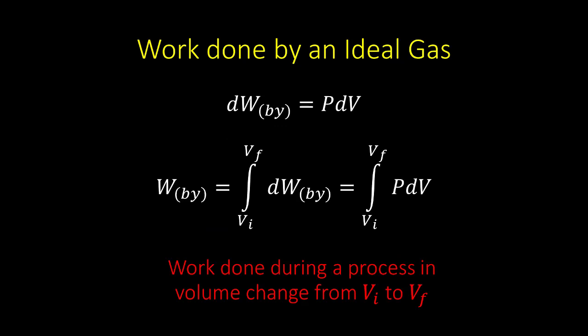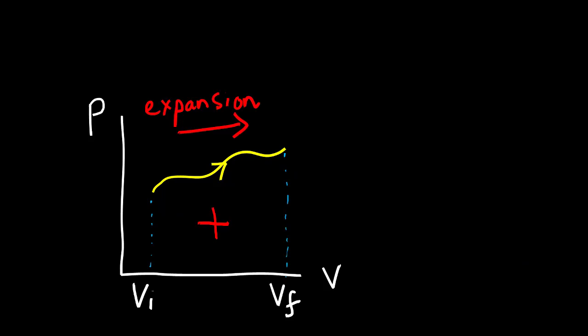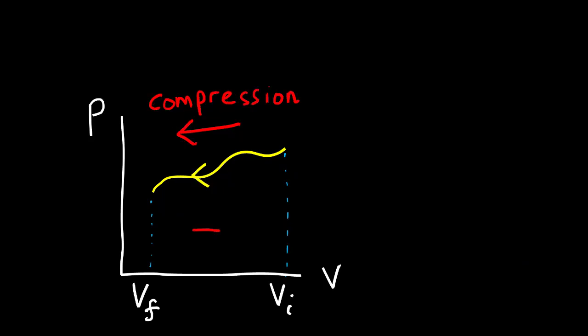Recall that for a step in the process, P dV is the infinitesimal work done by the gas due to volume change dV, and that the work done by the gas during a process is W by equals the integral of P dV between Vi and Vf. Hence the work done is the area under the PV curve on a PV diagram. This is positive for expansion and negative for compression.